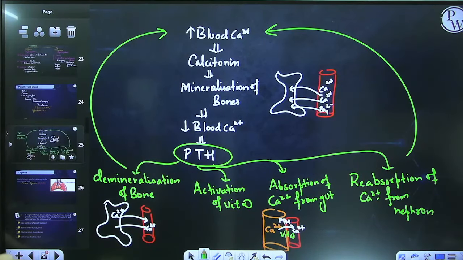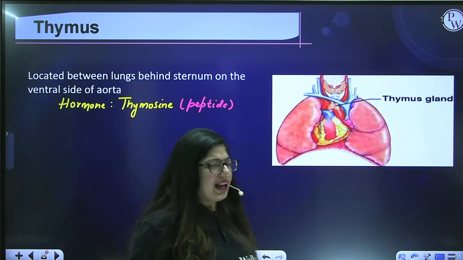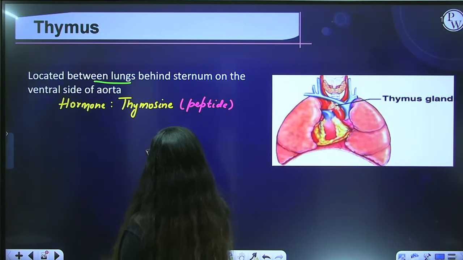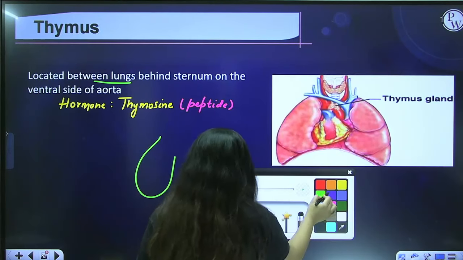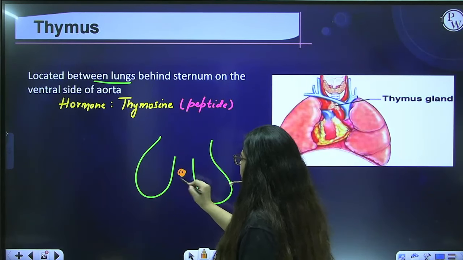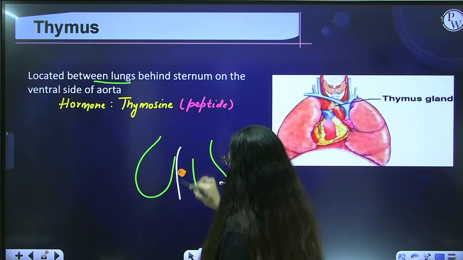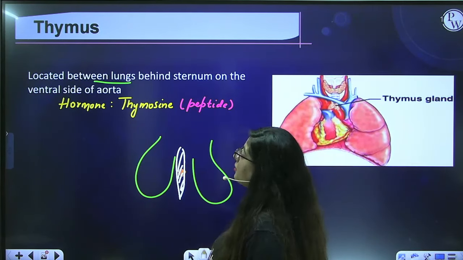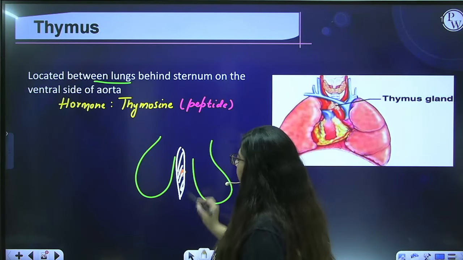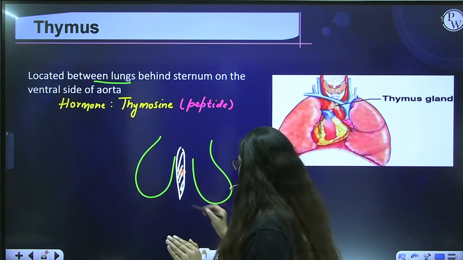Moving further to the next one, that is your thymus gland. Thymus is also a very little gland, and let's see its location. It's present between the lungs. Imagine these are two lungs, and it is present in between the lungs, behind the sternum. Imagine the sternum is present here, and it is present behind the sternum, and on the ventral side of the aorta, a blood vessel.